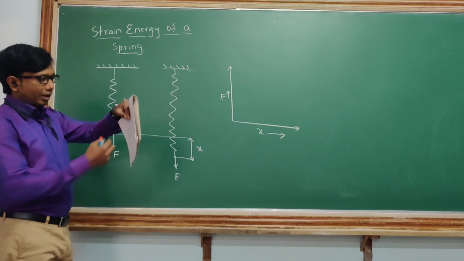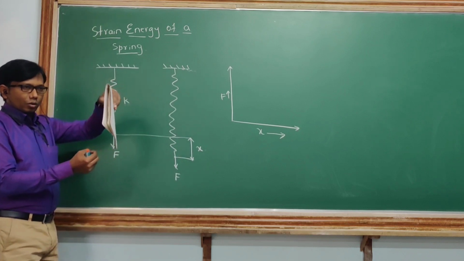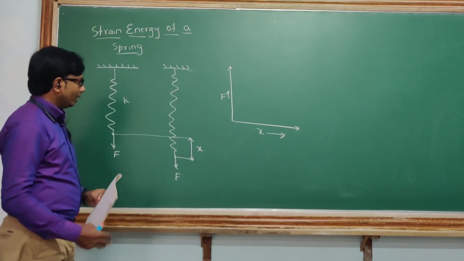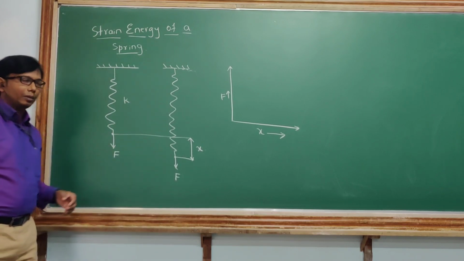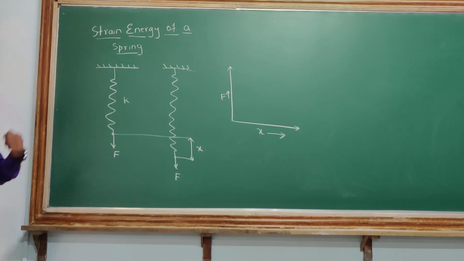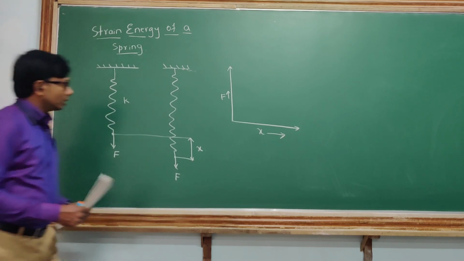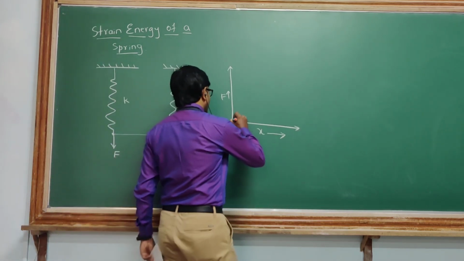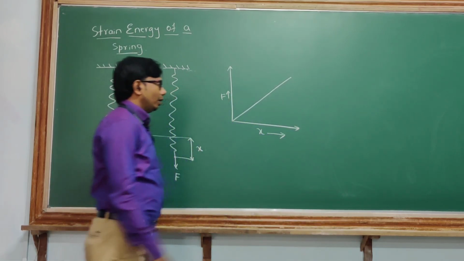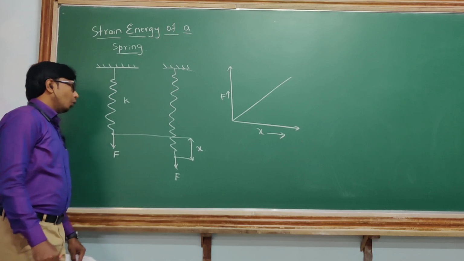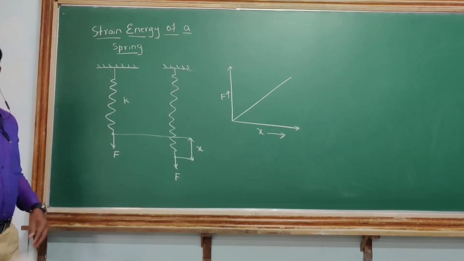So when I take a spring and try to stretch it, how much force I am applying, that much will be the deflection. So force will always be directly proportional to the displacement. How much magnitude of force I am applying, in that way the displacement will happen. I know the relationship, so it will always be linear. So how do we calculate the strain energy from this graph?